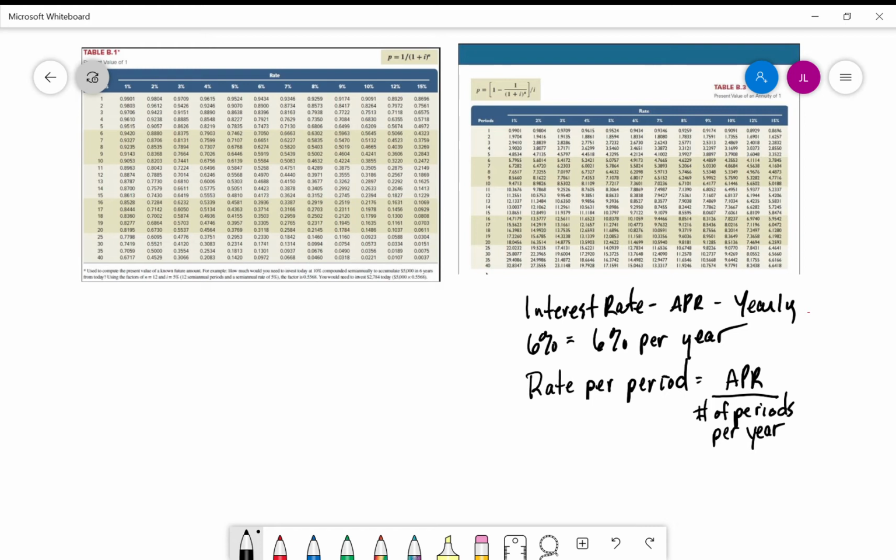Now, the number of periods is equal to the number of years. And actually, let's move this and put this in a different color. The number of periods is equal to the number of years you have multiplied by the number of periods per year.